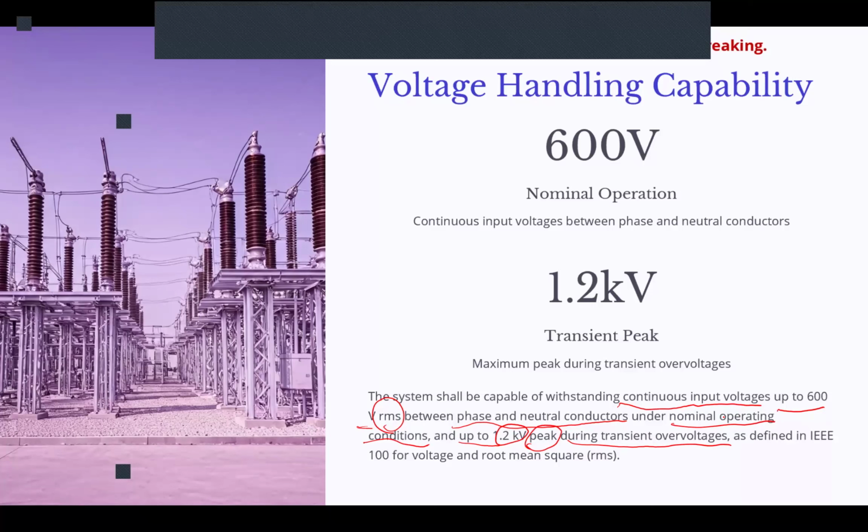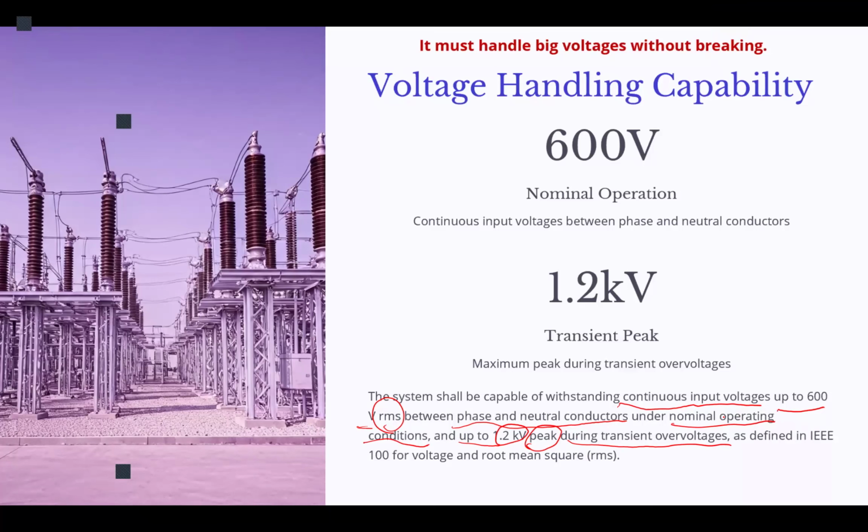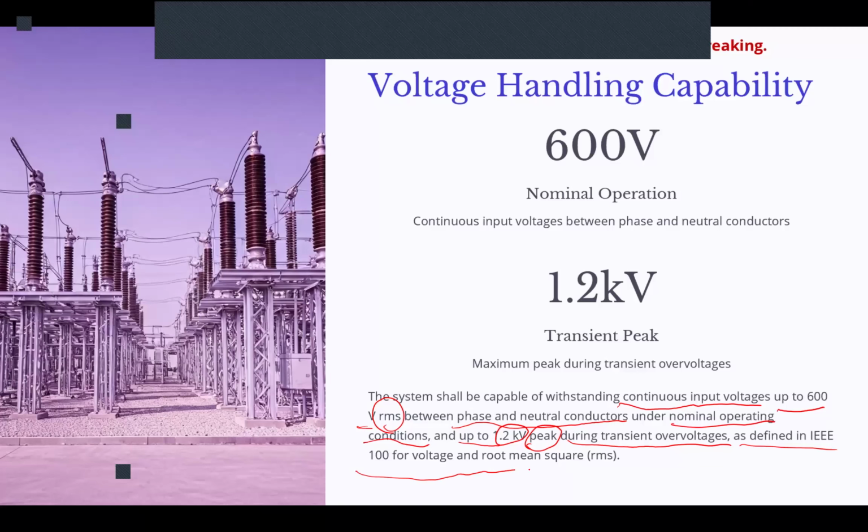So now we specifically and in detail define what we mean when we say the device should handle big voltages without breaking. Okay, and all these as defined in IEEE 100, voltage and root mean square. For RMS, look into the IEEE definition so you know what RMS means based on the definition of the standard. Okay, it's not just vaguely using the function. You have to read the standard definition.